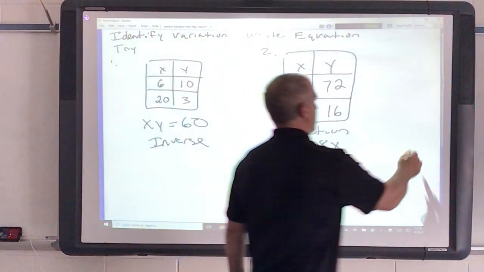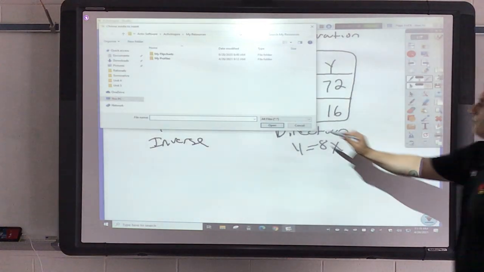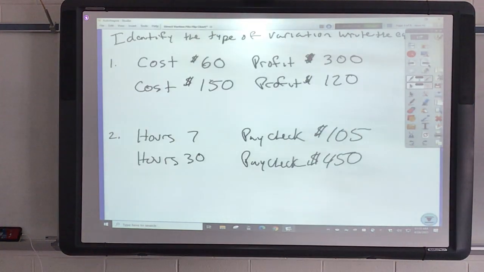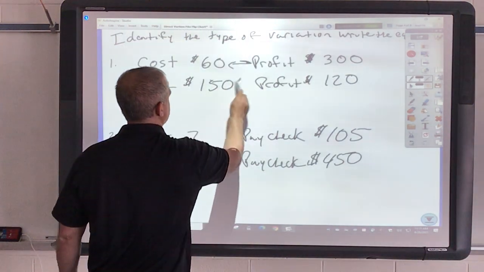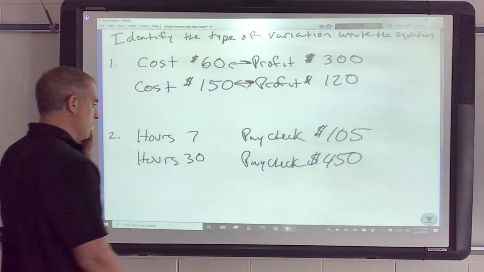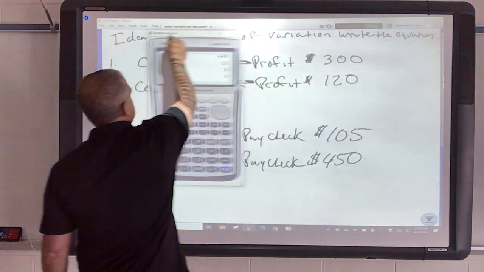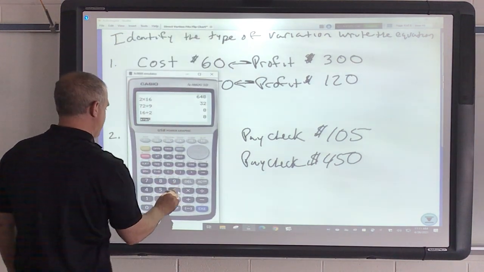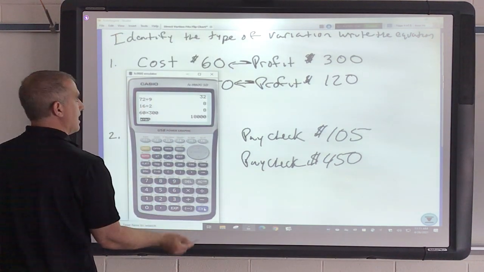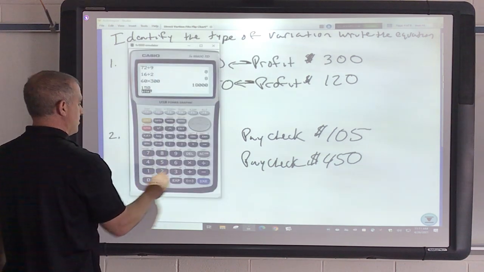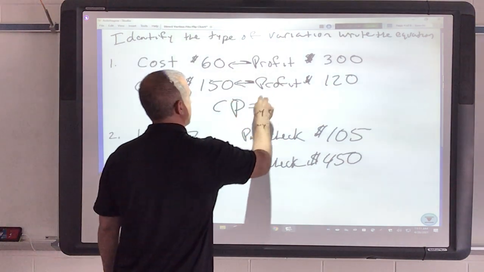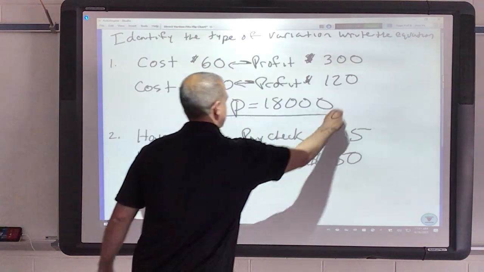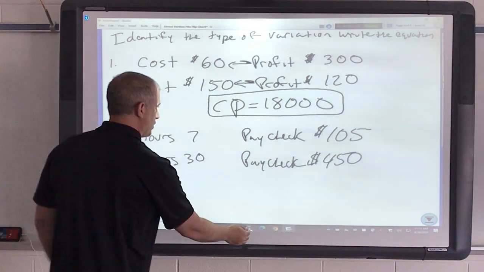That's simple, all right? The same thing can be said for word problems. I'm sort of simplifying the word problem just for the interest of time. Let's say it says cost is 60, profit is 300. Cost is 150, profit is 120. So once again, maybe the same deal. I'm going to do 60 times 300, 18,000, and then 150 times 120, 18,000. So I can do cost times profit equals 18,000. Boom. Automatic.